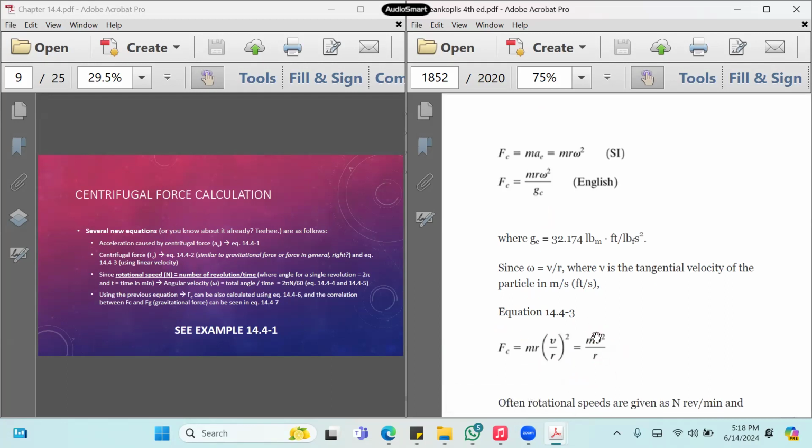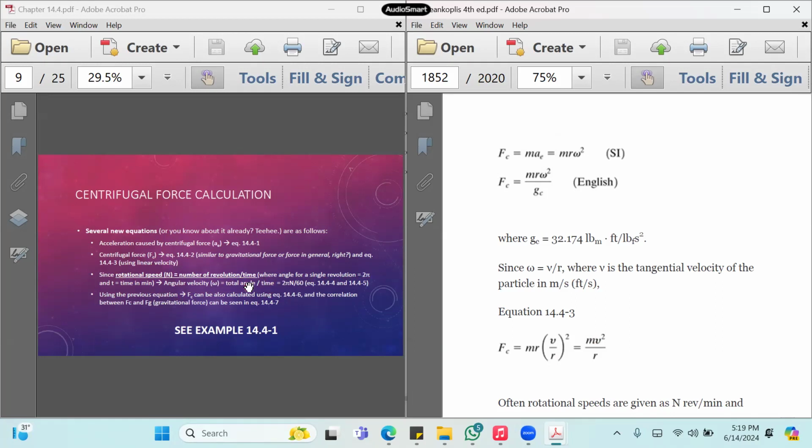Now, usually we don't talk about angular velocity. Usually when we do the centrifugation, we use what we call N or RPM, which is rotation per minute, or the rotational speed of the centrifuge. The rotational speed of the centrifuge, or N, is defined as the number of revolutions per time, where we know that one single revolution is 2 pi.